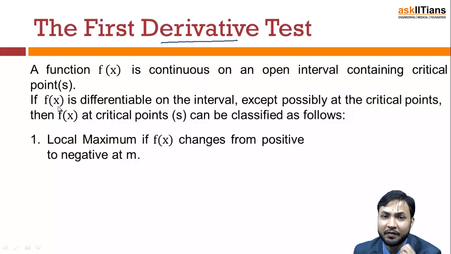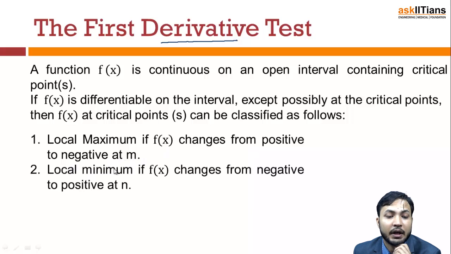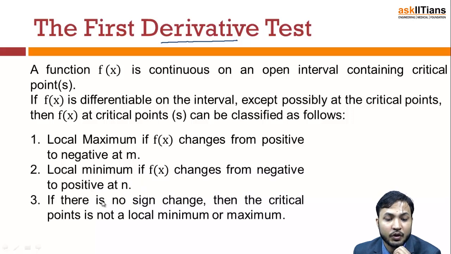Let's say f(x) is differentiable, you have studied this part, on a particular interval except possibly at critical points, then f(x) at critical points can be classified as follows. Local maxima if f'(x) changes from positive to negative at m, local minima if f'(x) changes from negative to positive at n. If there is no sign change, then the critical point is not a local maximum or minimum.